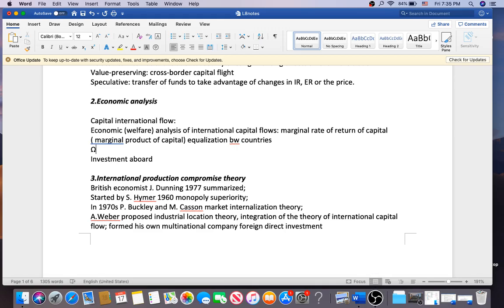So the explanation of this capital flow is that eventually it causes convergence and welfare. The international policy for this international production is a compromise. The theory was summarized by a British economist in 1977.